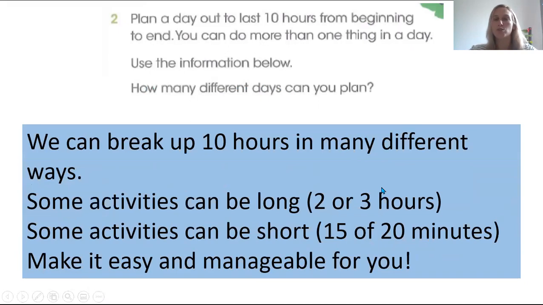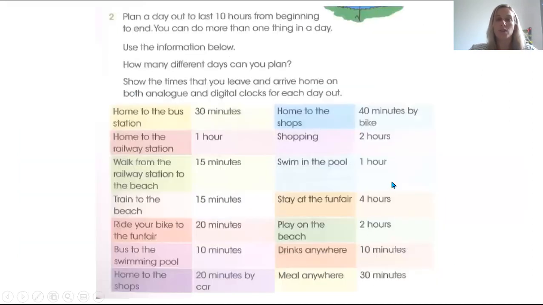So I want you to remember here that there are various ways that we can split up 10 hours. We could have 10 activities, each for 1 hour, but some things can be longer or some things can be shorter. Make sure it is easy for you to understand and keep track of what you choose. So below the question are all the activities. Home to the bus station, 30 minutes. Playing on the beach, 2 hours. Swimming in the pool, 1 hour.